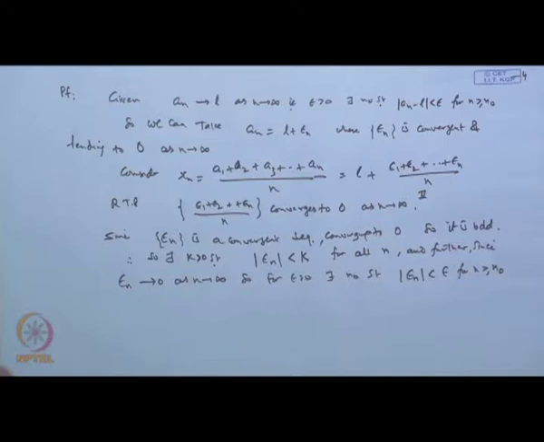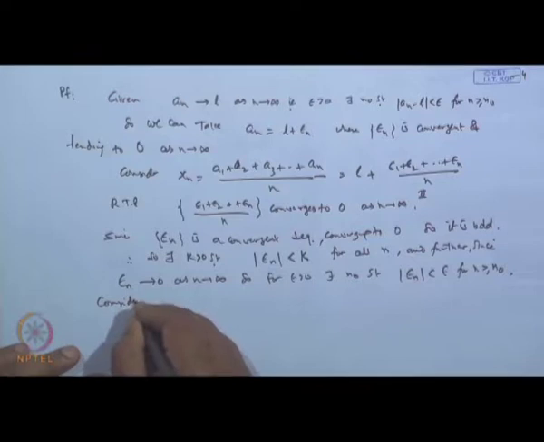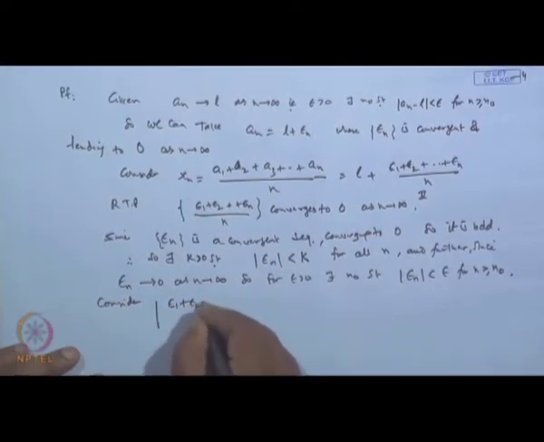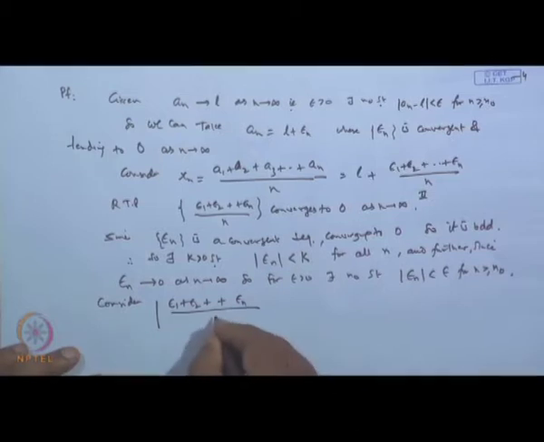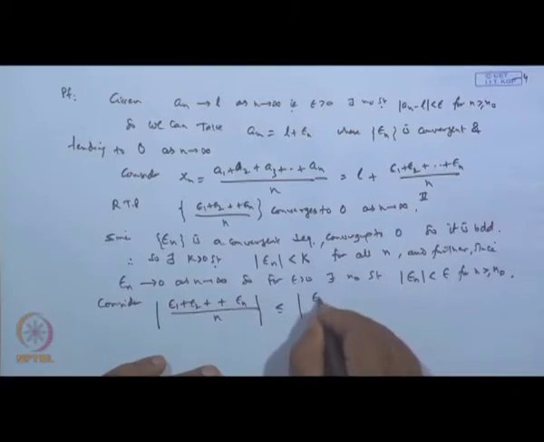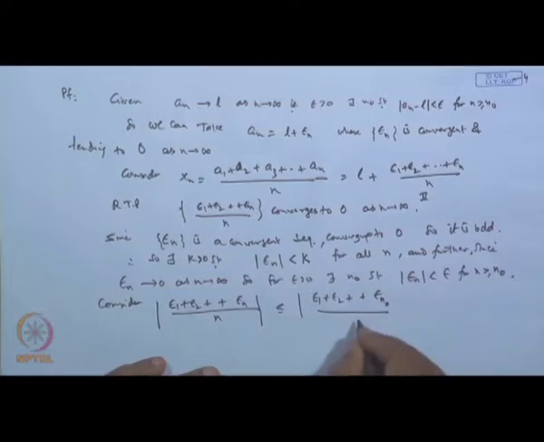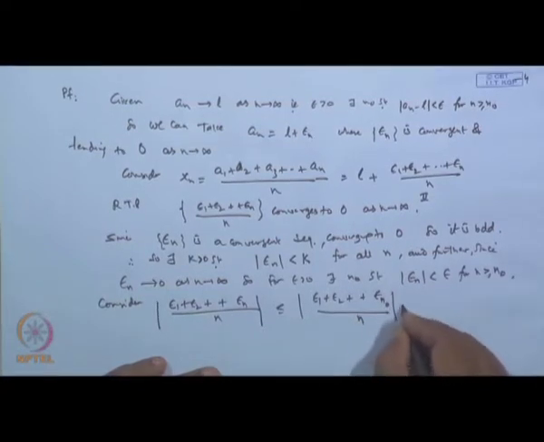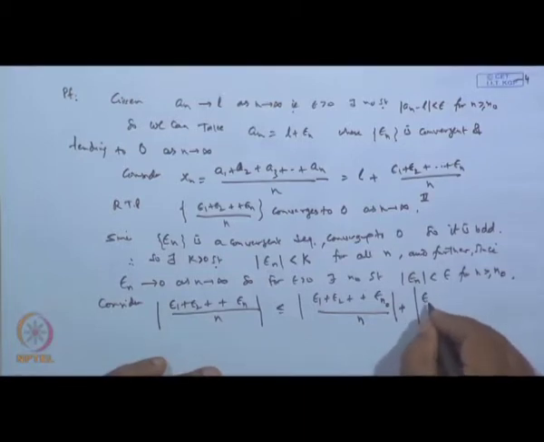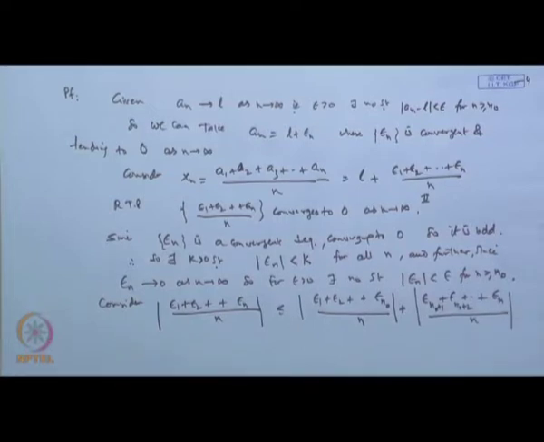Okay. Now, consider this one. Consider the modulus of (epsilon 1, epsilon 2, ..., epsilon n) divided by n. Now, this will be less than or equal to the modulus of (epsilon 1, epsilon 2 ... epsilon n naught) divided by n, plus (epsilon n naught plus 1, epsilon n naught plus 2, up to epsilon n) divided by n. Okay. I have chosen this.